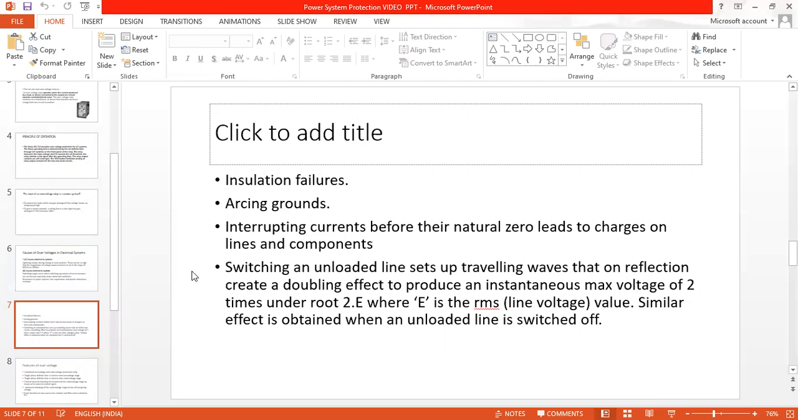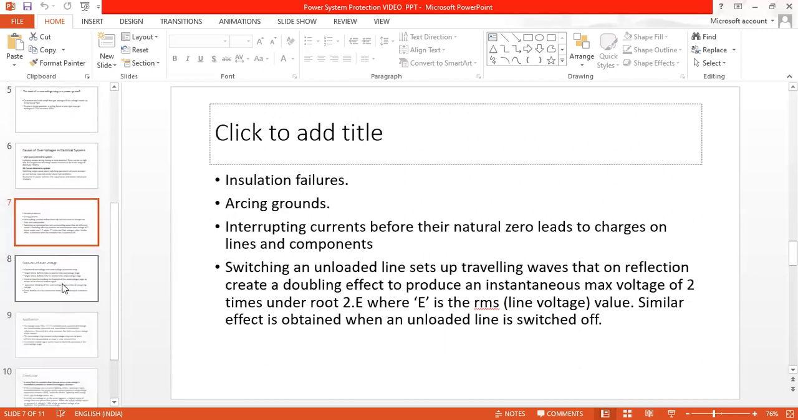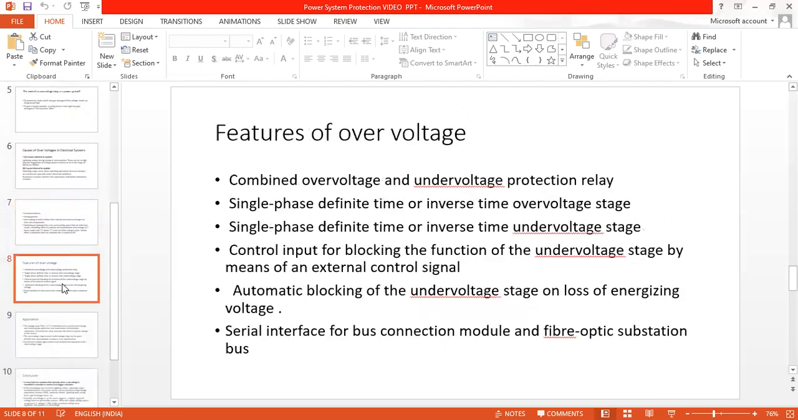Here the E stands for the RMS line voltage value. A similar effect is obtained when an unloaded line is switched off. Let me explain the features of the overvoltage relay.